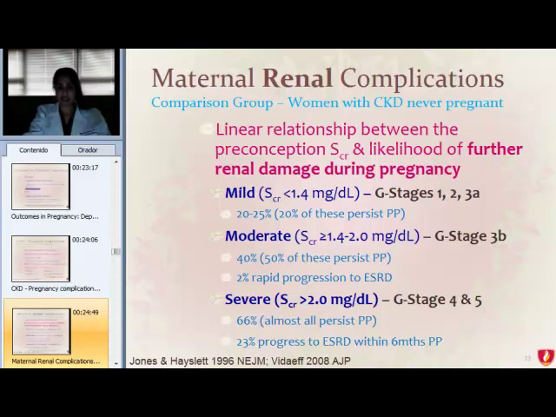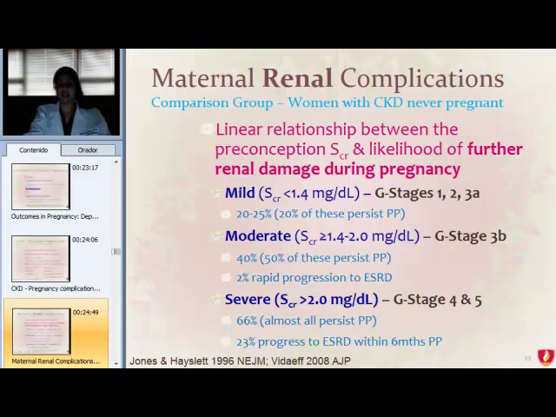When looking at renal complications, women with chronic kidney disease were compared to women who never got pregnant. And they found a linear relationship between the preconception serum creatinine and the likelihood of further renal damage during pregnancy. So among patients with mild dysfunction, and these include G staging 1, 2, and 3A of the KDOQI system, a quarter worsened in pregnancy, and one-fifth of these persisted postpartum. Among patients with moderate dysfunction, 40% worsened in pregnancy, and half of these persisted after delivery.